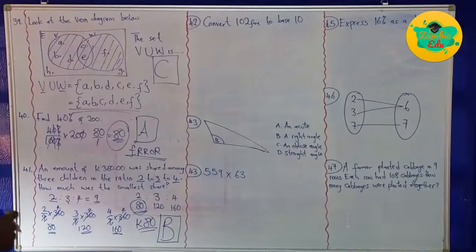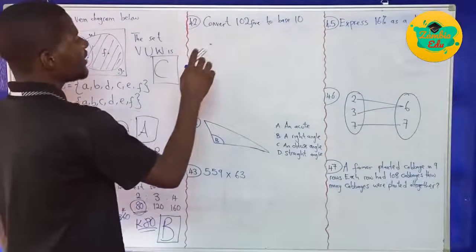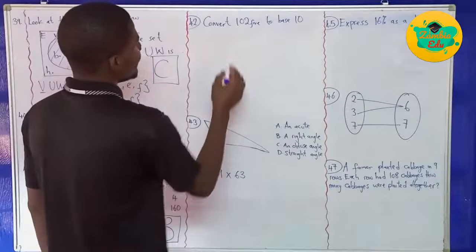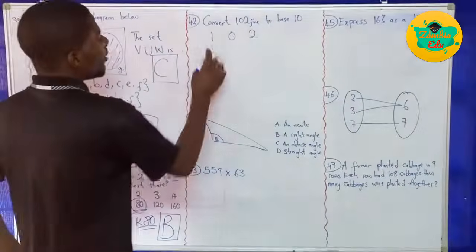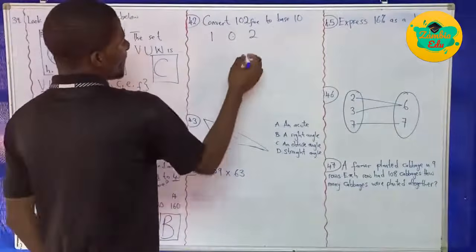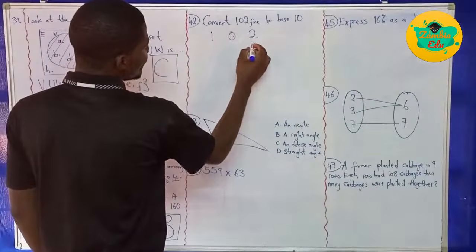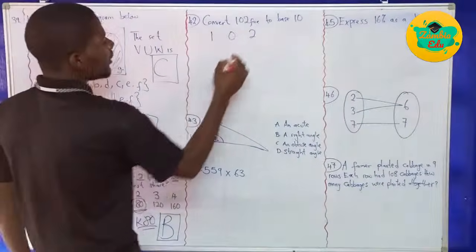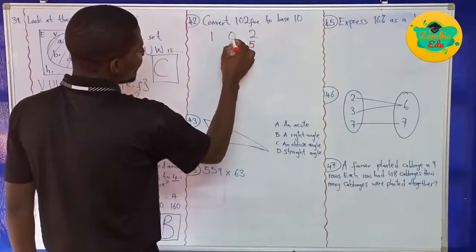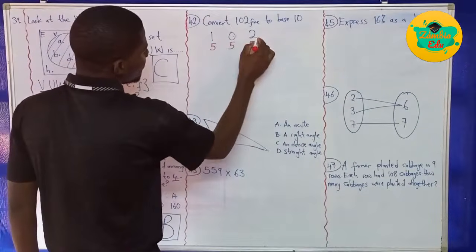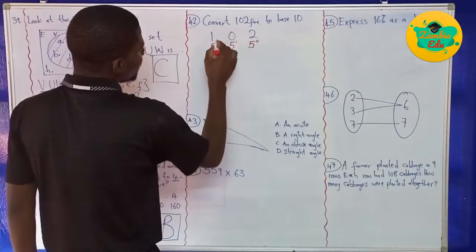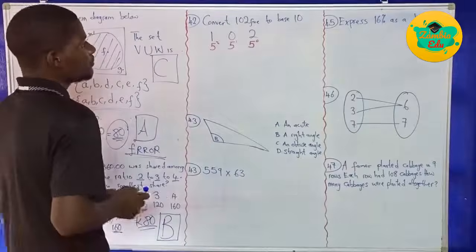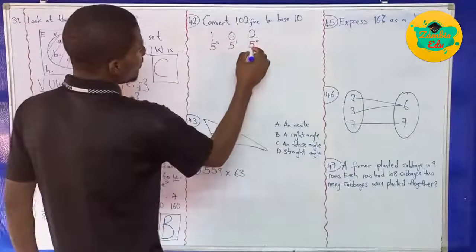Alright, we move on to the next question. The next question says convert 102 base 5 to base 10. Alright, so we have our 102 there. And so we're going to show that this is in base 5. Let me use a different color of marker. I'm going to show that this is in base 5, so that those are the ones of the power 2. Let's begin our solution.